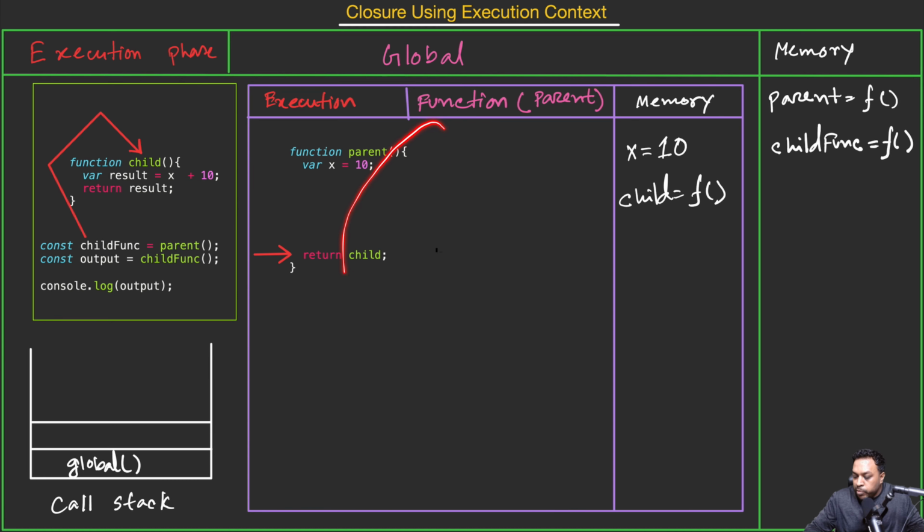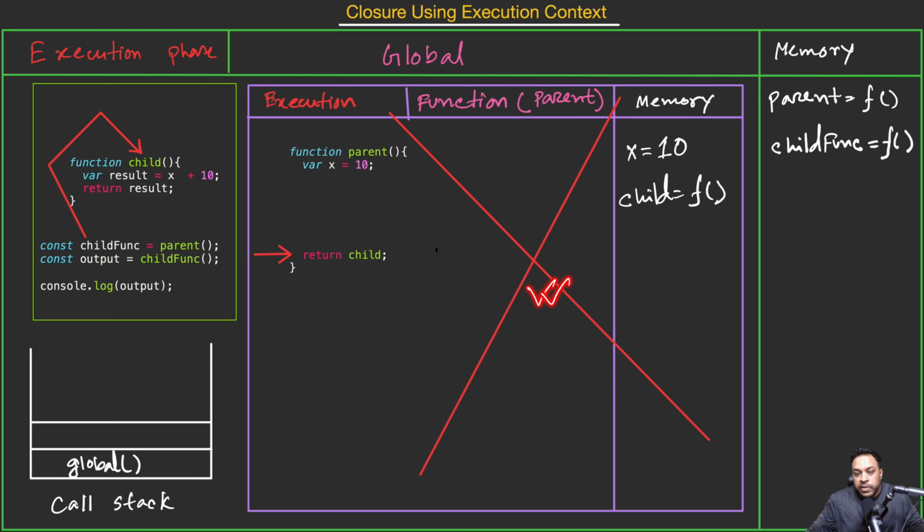So let's remove it from the call stack. Actually, let's not remove it directly, we shall need it to explain what the issue is. So let's just cross it to show that it is gone. By this cross, we are saying this function's execution context is done. So execution will continue here, and here it is calling this child function.